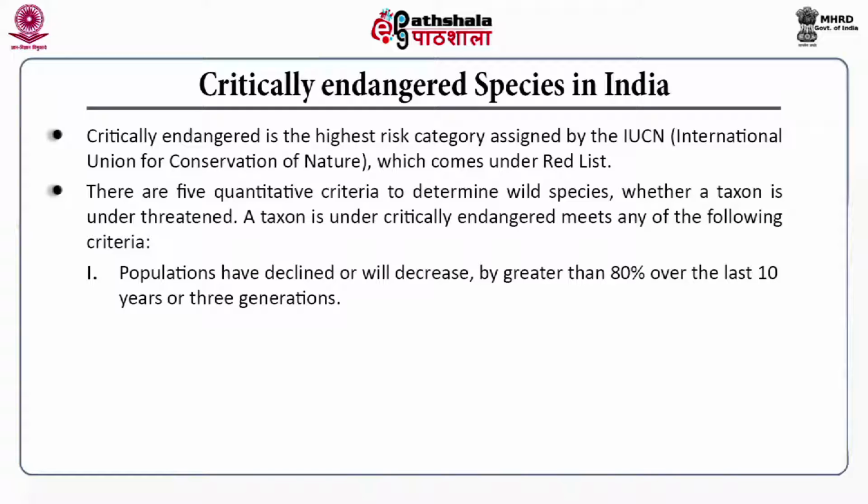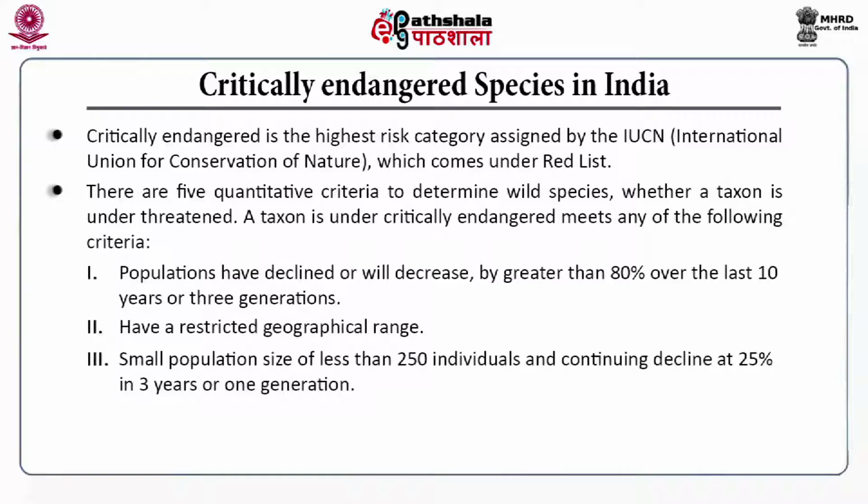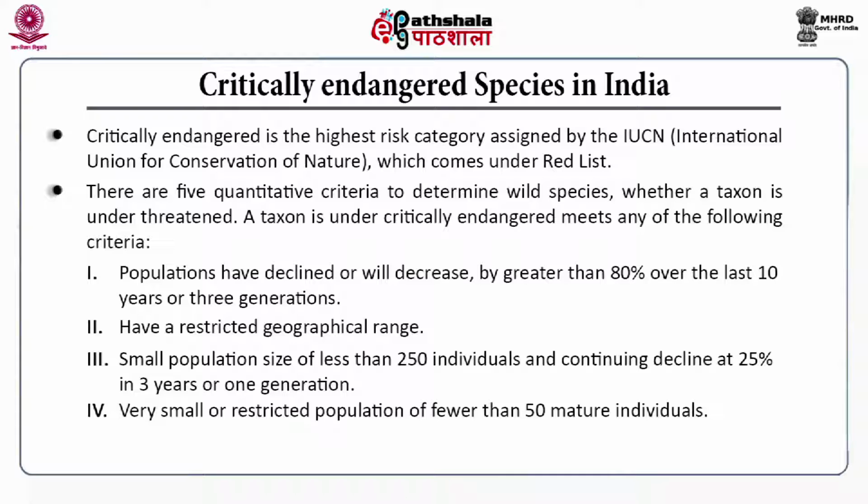First criterion, if its population has declined or will decrease by greater than 80% over the last decade or three generations. Second, it should have a restricted geographical range. Third is small population size, less than 250 individuals and continuing to decline at a 25% rate in the last 3 years or one generation, that is one decade. Fourth, a very small or restricted population of fewer than 50 mature individuals. And the last criterion, that it should have a high probability of extinction in the wild.